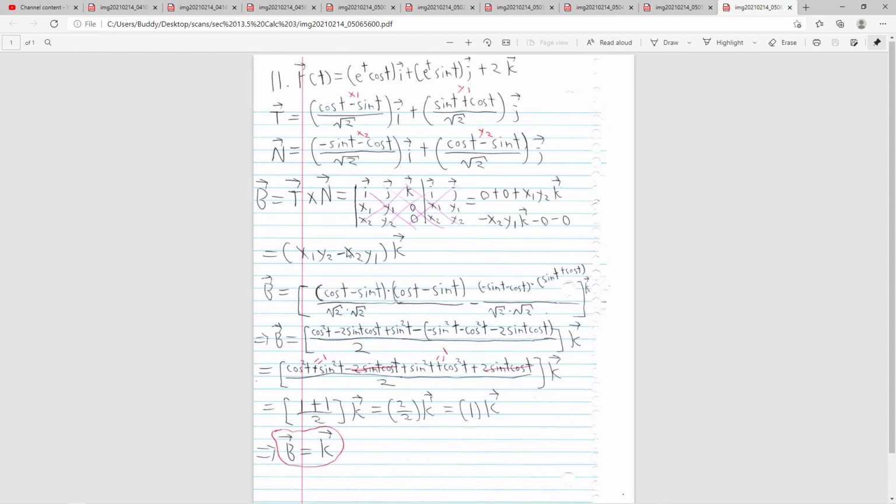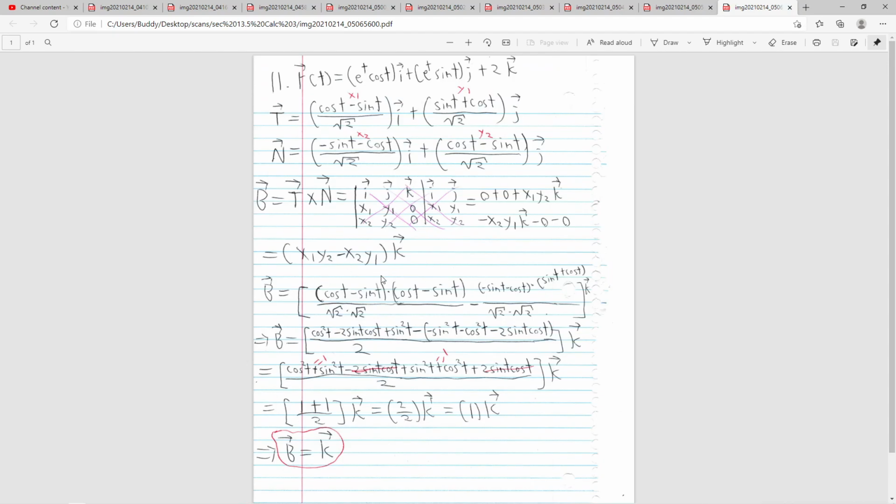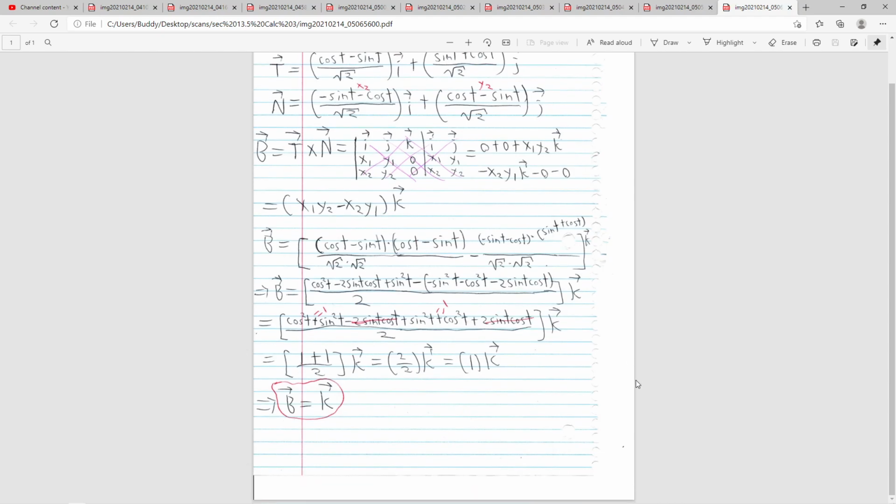To get our value for b, the component is in k. So you multiply x1 and y2 and subtract the product of x2 and y1. Putting this all together, you can tell from above it's cosine t minus sine t times cosine t minus sine t. Again, we're going to have some very nice simplification. It's going to simplify like nuts. You can see it here like before.